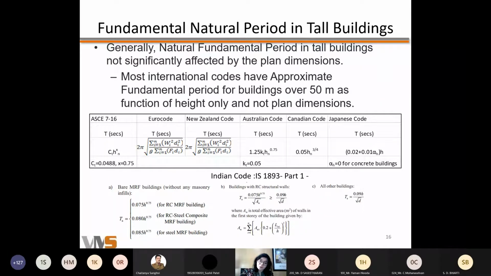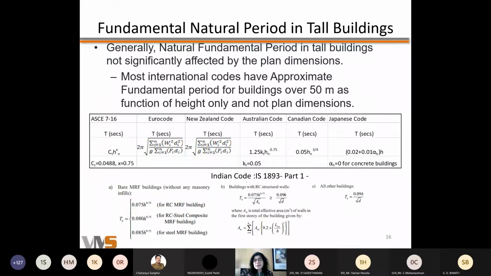We have a separation for buildings which are bare frame buildings and buildings which are structural wall buildings. The bare frame buildings are only dependent on the height. But practically there is no building which is just a bare frame building, right? Because any tall building will have at least your lift walls. So for any building which has RC structural walls, pretty much for tall buildings, you cannot use A. You just cannot use A. You have to use B or C.